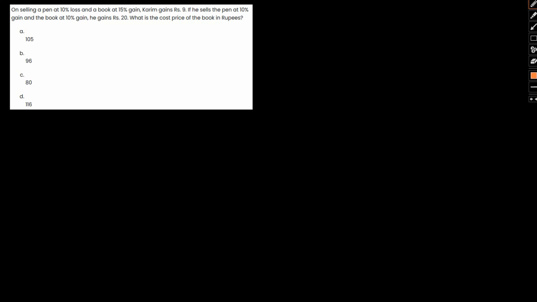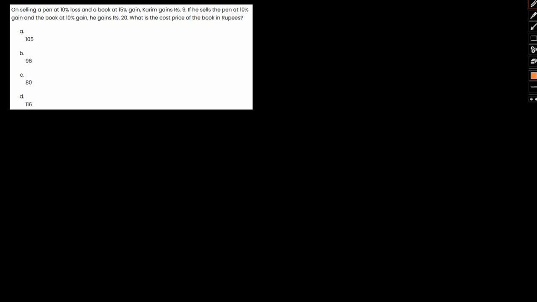On selling a pen at 10% loss and a book at 15% gain, Karim gains rupees 9. If he sells the pen at 10% gain and the book at 10% gain, he gains rupees 20. What is the cost price of the book in rupees?